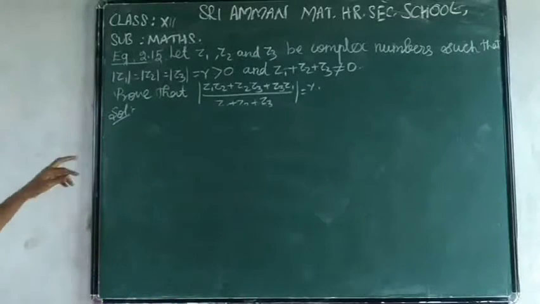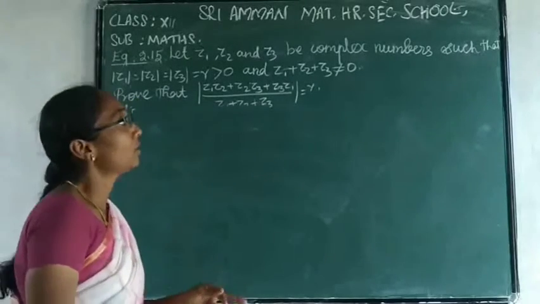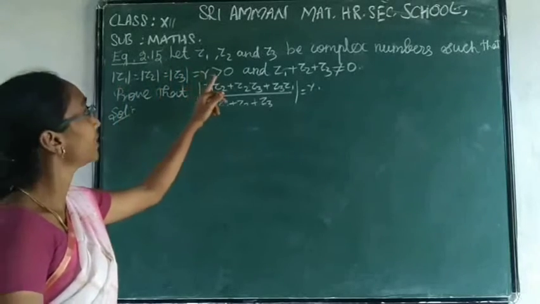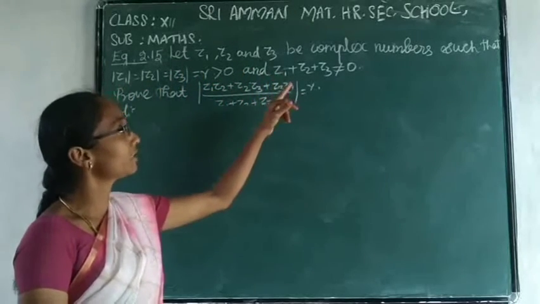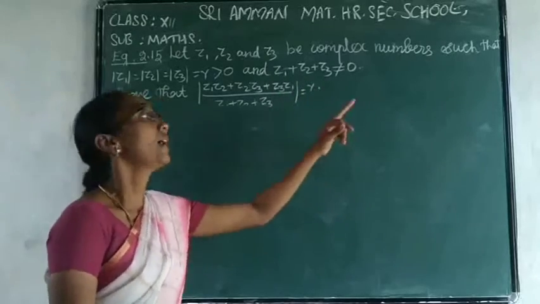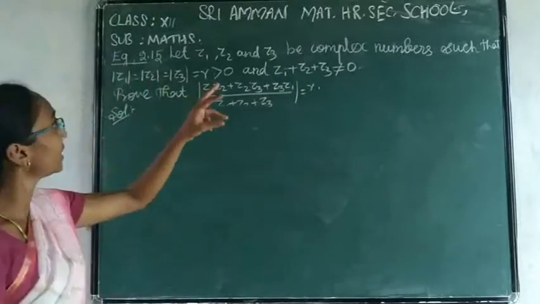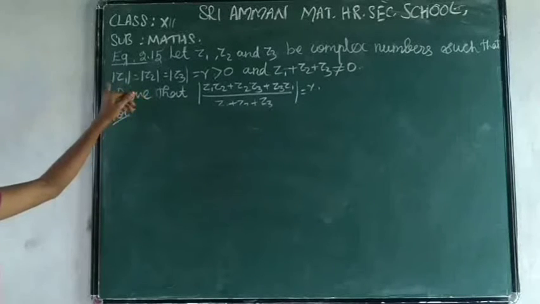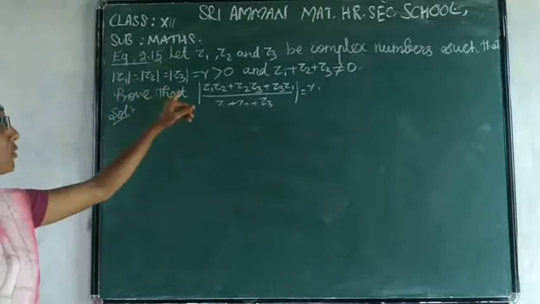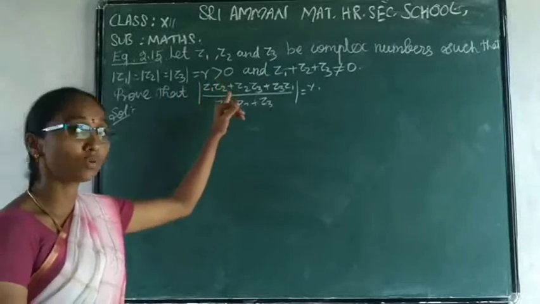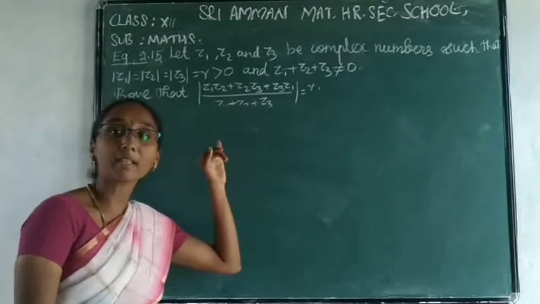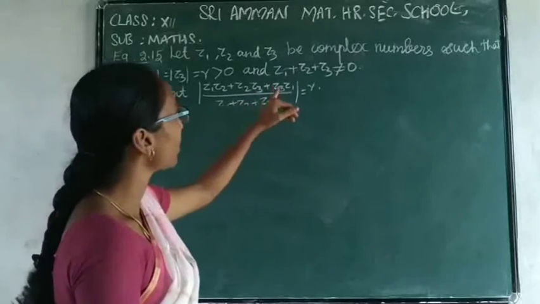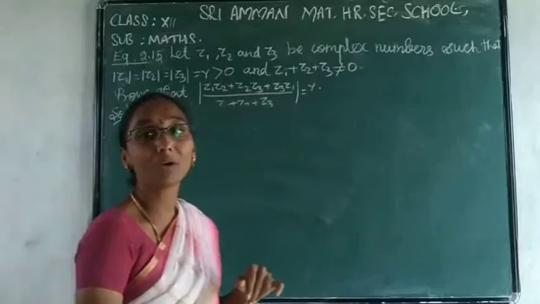Okay students, next example 2.15. What is the question for this example? Let z1, z2 and z3 be complex numbers such that modulus of z1 equal to modulus of z2 equal to modulus of z3 equal to r, where r is greater than 0, and z1 plus z2 plus z3 is not equal to 0.